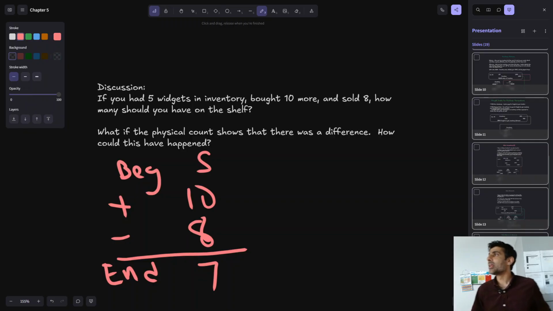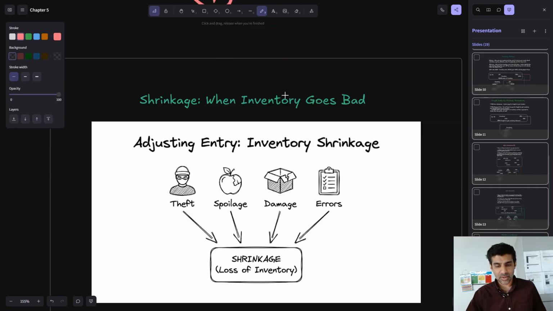Okay, so we need some way of accounting for that, because right now, if we don't do anything, our inventory asset is going to show 7 units. And if there are only physically 5, then we're puffing up our books, right? We're going to be misstating our assets. We're going to be saying it's worth 100, but it's only really worth 70. Okay, so we need to do something about that.